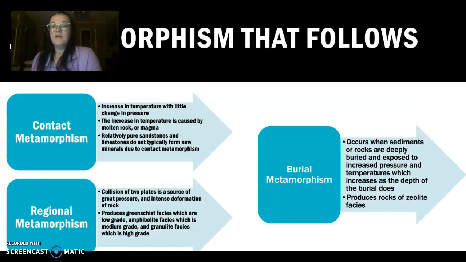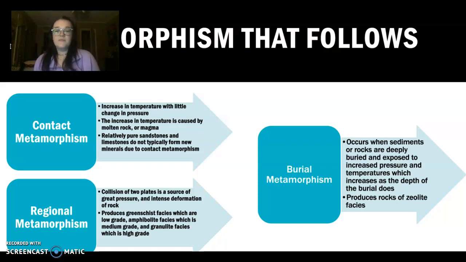Metamorphism types follow. Contact metamorphism is the increase in temperature with little change in pressure. The increase in temperature is caused by molten rock or magma. Relatively pure sandstones and limestones do not typically form new minerals due to contact metamorphism.